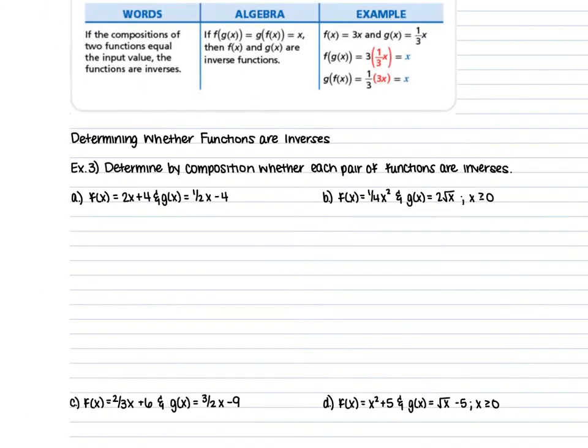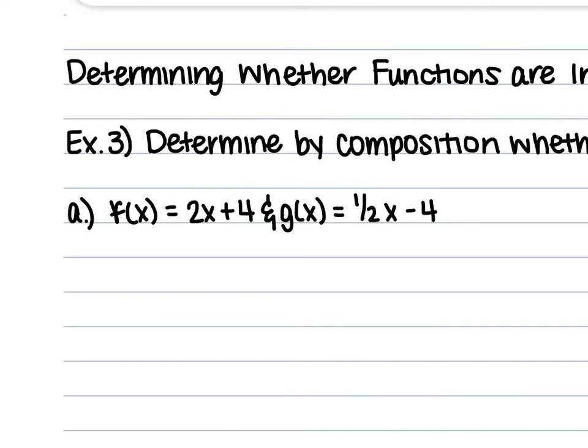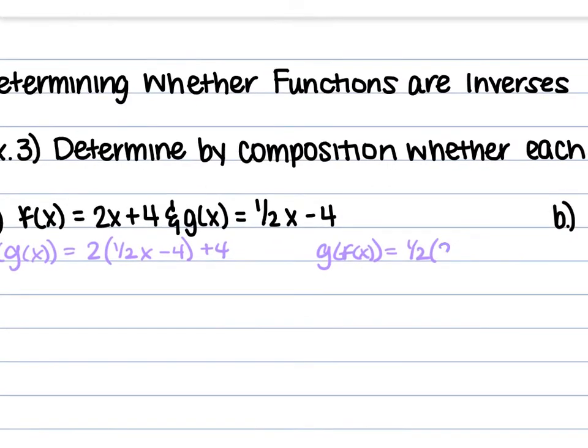The next part of our lesson deals with determining whether two functions are inverses of one another. When we do this, we are first going to do f of g of x and then do g of f of x. If we get the same answer, then the two are inverses. So, first do f of g of x, which is going to be 2 times (1/2 x minus 4) plus 4. Then do g of f of x, which is going to be 1/2 times (2x plus 4) minus 4.